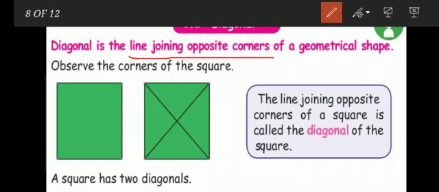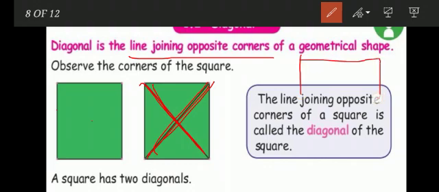Here they see that this is the picture, the square. So the line will join opposite corners. These lines are called diagonals. So a square has two diagonals. Square has how many diagonals? Two diagonals. Okay, now I draw the rectangle shape.